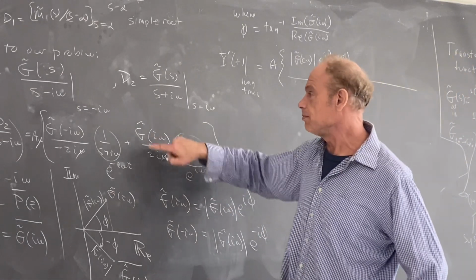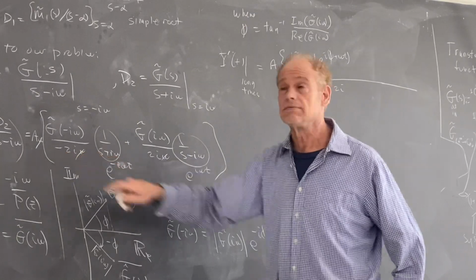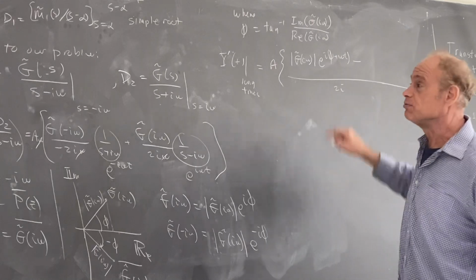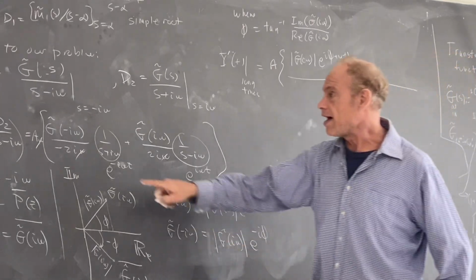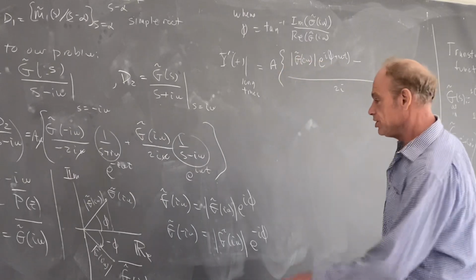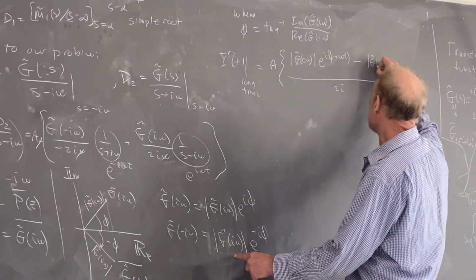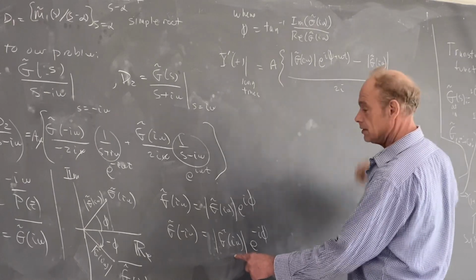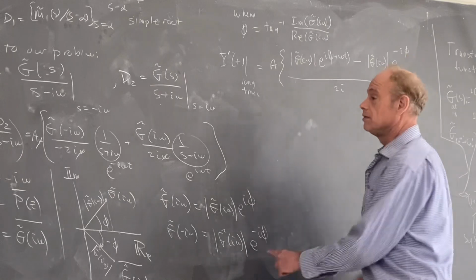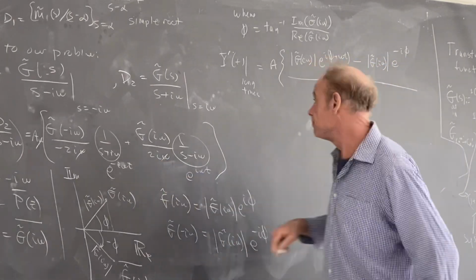We just did this term. Now let's do this term. So first I have a minus sign here. I've got a 1 over 2i that comes along for the ride. I've got a g tilde of minus i omega. The g tilde of minus i omega is the magnitude of g tilde of i omega times e to the minus i phi. And that's multiplied by e to the minus i omega t.